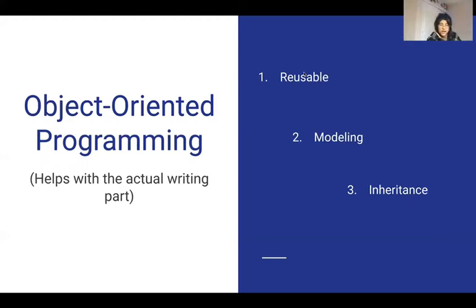Object-oriented programming helps with the actual writing part, especially with structured programming where it divides the program into smaller, manageable pieces, which can take you into the depths of an ocean. The more dividing, the harder it'll get to understand the bigger picture of what you're actually trying to solve. Therefore, object-oriented programming solves the reusability and modeling problems.